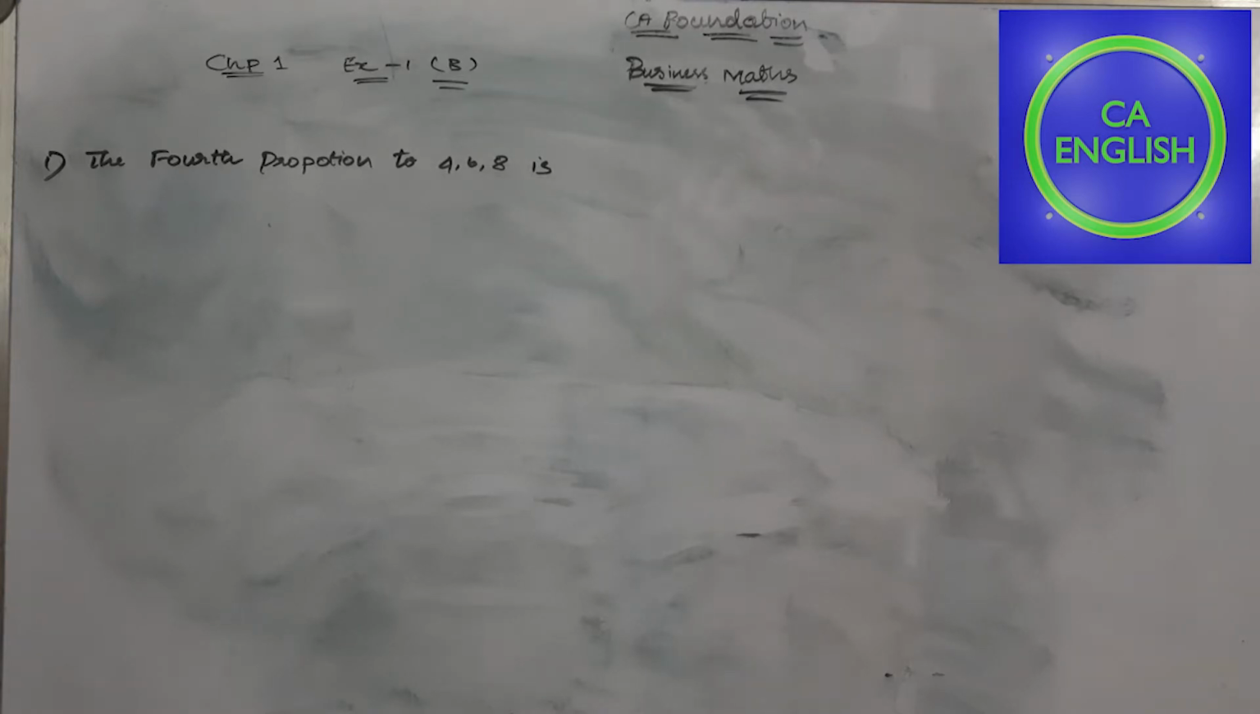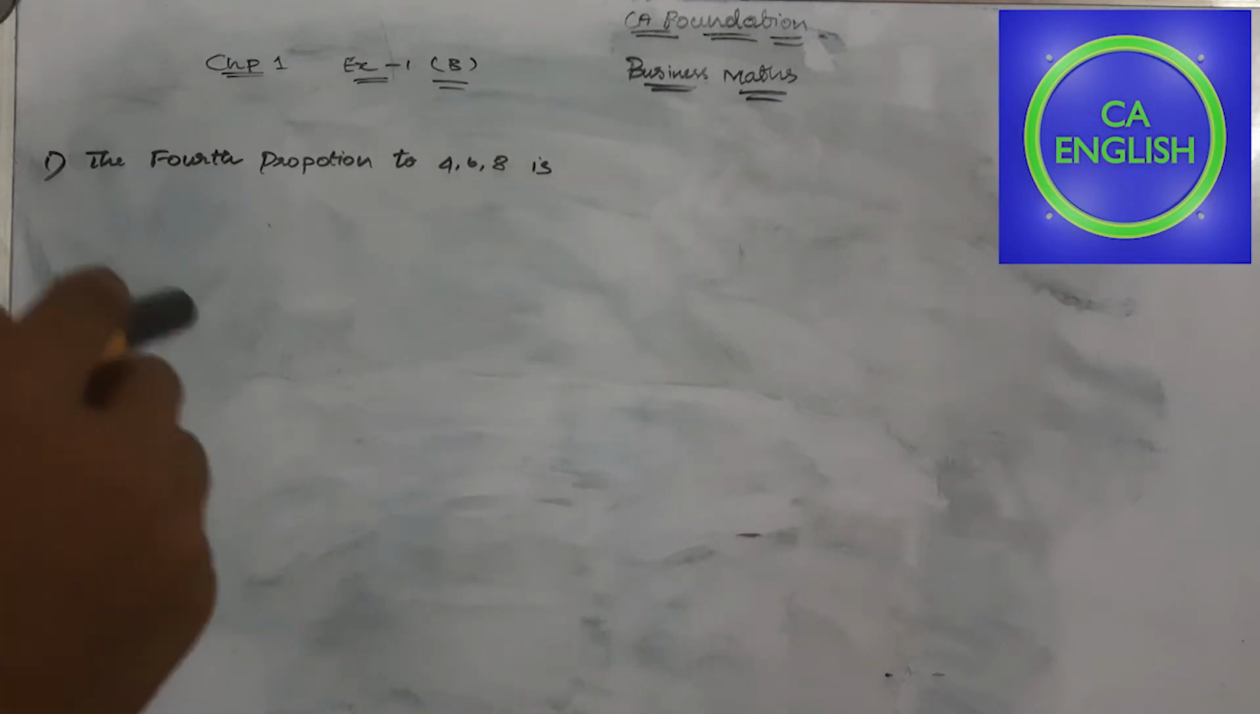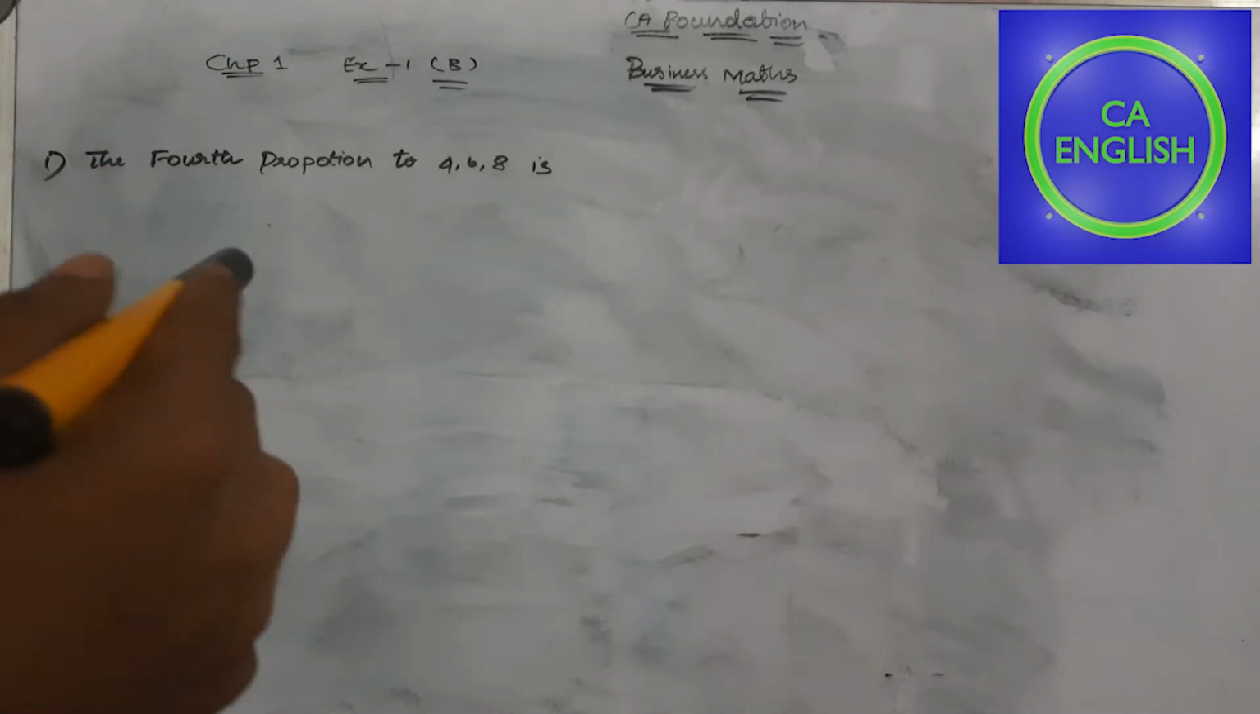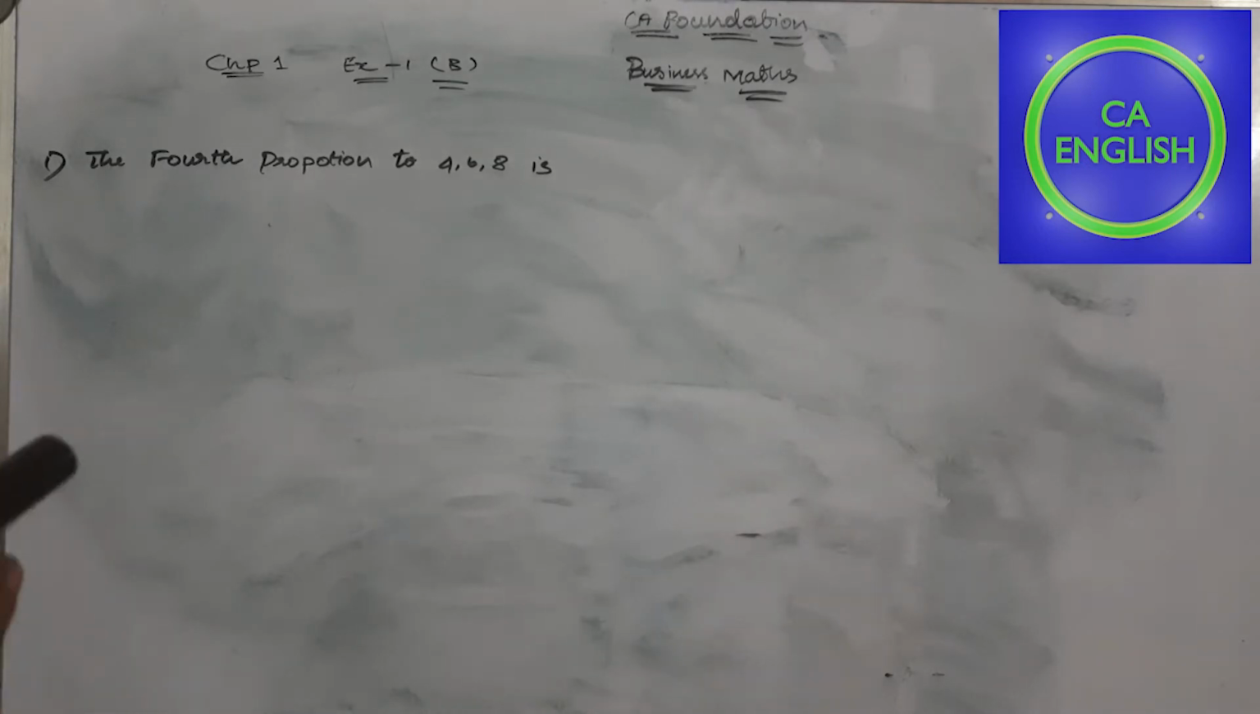And the first sum of the video is: the fourth proportion to 4, 6, 8 is what? They are asking to find the fourth proportion. They have given 3 numbers. You just want to know the basics to find the proportions.